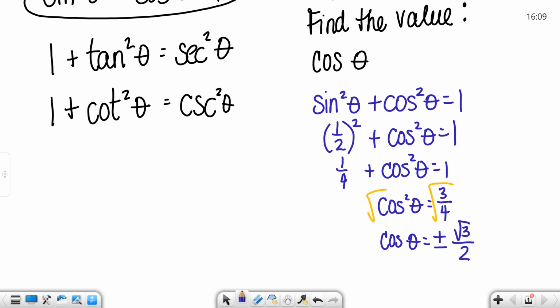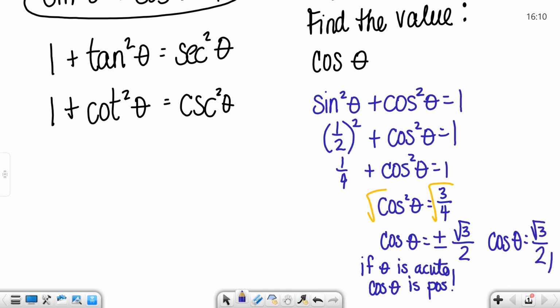I can't do the square root of 3, but I can do the square root of 4. Now, it told me in my directions that theta is acute. If theta is acute, then that means that the cosine of theta is positive. So our cosine of theta is not plus or minus, it is just positive square root of 3 over 2.